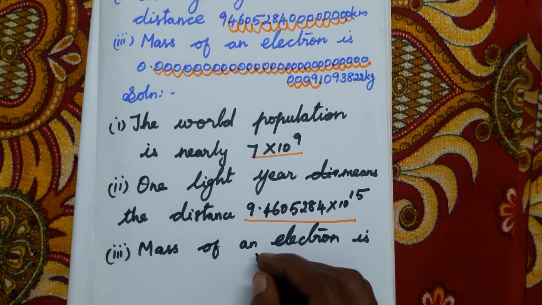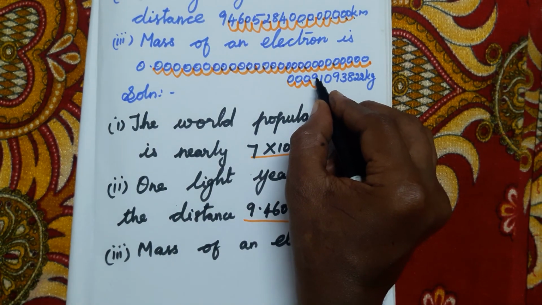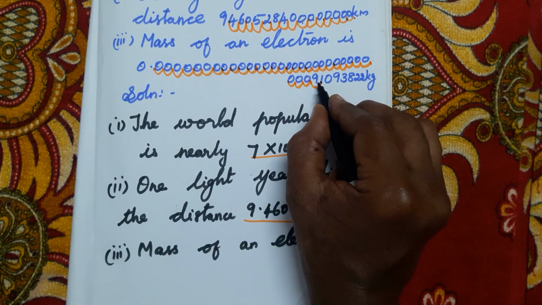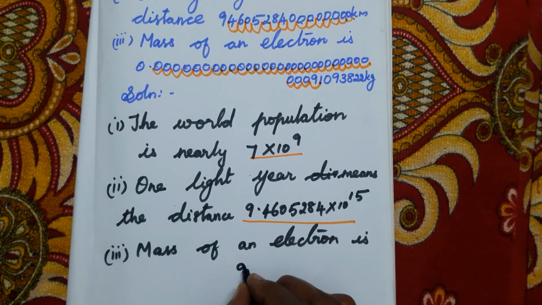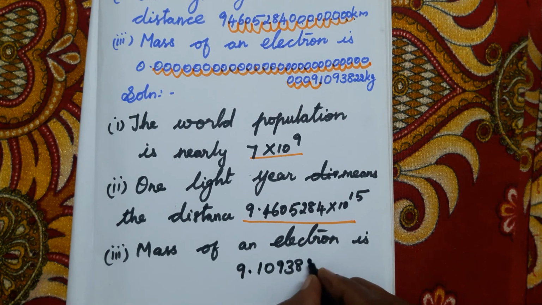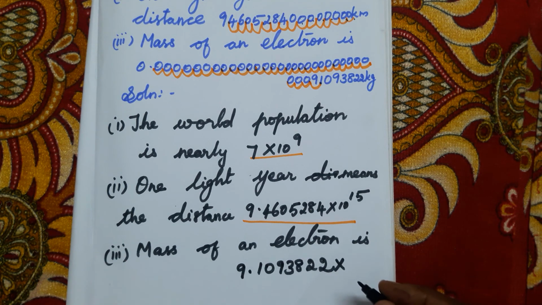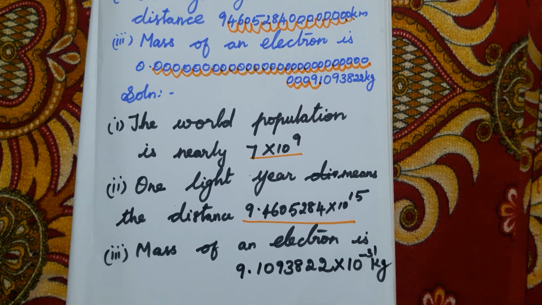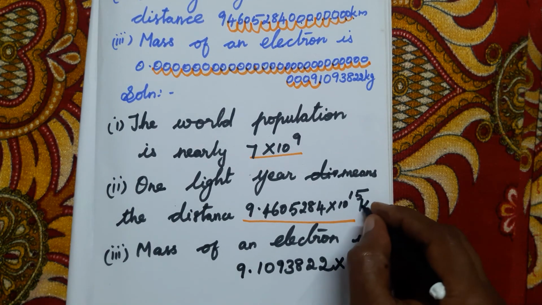So what is the answer? What's the non-zero number? After 0 which digit is there? 9, right, and after the point 109382, into how many places did we move the decimal point? 31 places. Which side? Right side. So we want to write 10 power minus 31 kilogram is the answer.